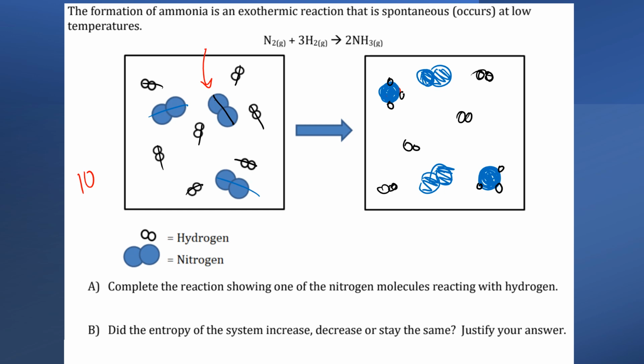Okay, so did the entropy of the system increase or decrease? Well, what happens? We had 10 gas molecules initially. Now we have 1, 2, 3, 4, 5, 6, 7, 8. Now we have 8 gas molecules after the reaction occurs. Entropy decreases since there are fewer gas molecules.